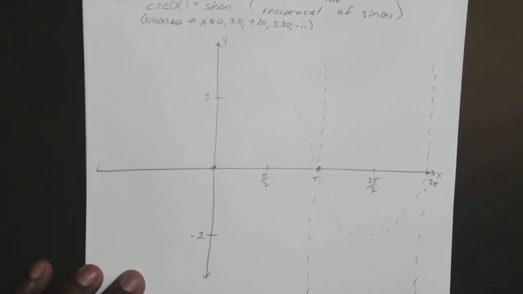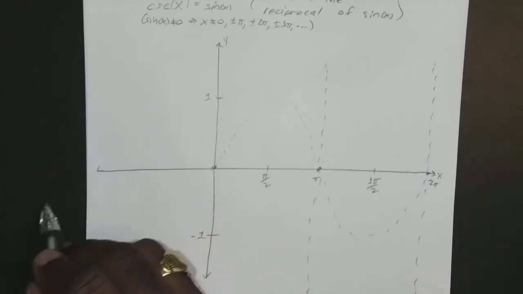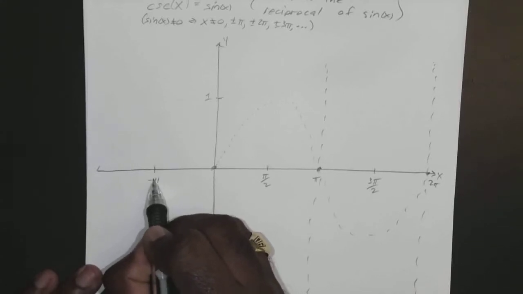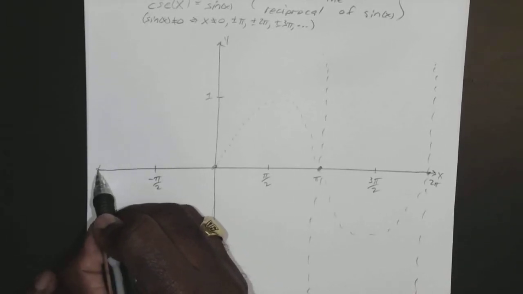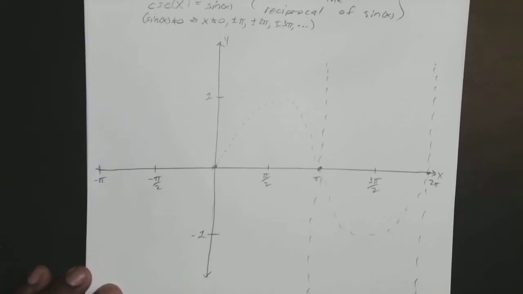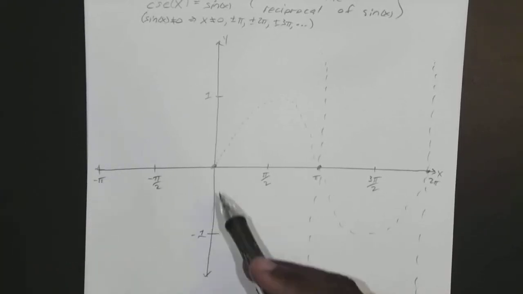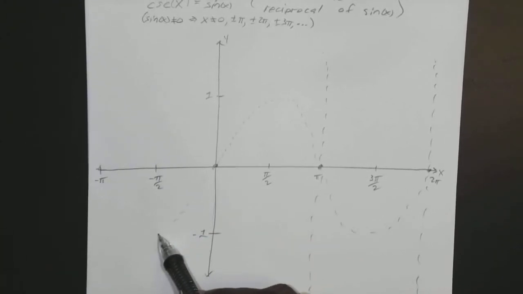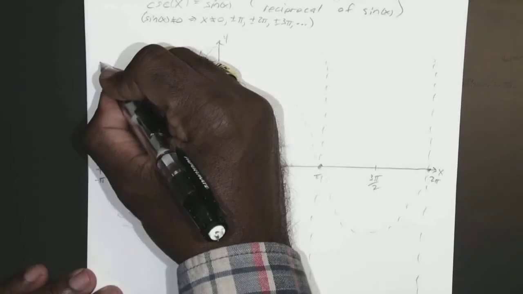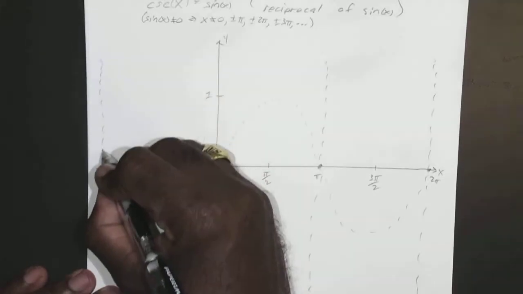This is our vertical asymptote. I'll even go over to negative pi over 2, I'll make that negative pi, because this just goes the same way like that. So it just keeps going over and over and over. Once again, this is a vertical asymptote.